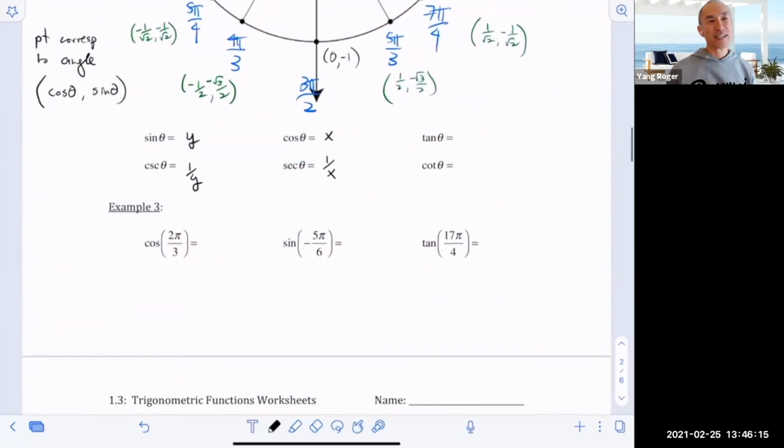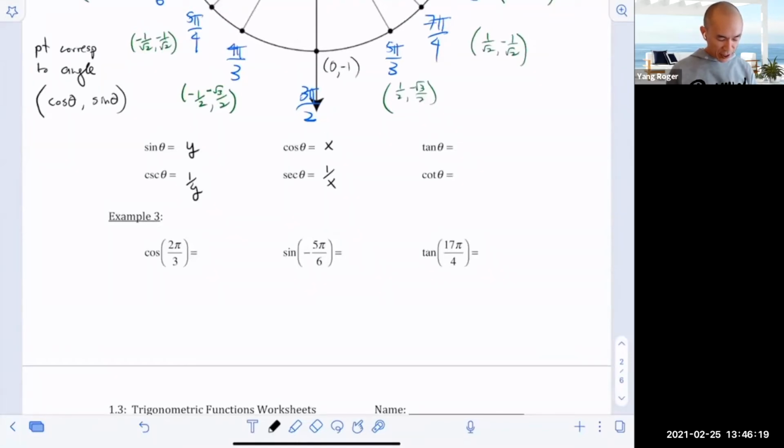So there are some quotient identities. Basically tangent of theta is equal to sine of theta divided by cosine of theta. So if you look at what that means for us, sine of theta is y and cosine of theta is x. So this is just y divided by x. Cotangent theta is the reciprocal of that. So it's the exact opposite. This is cosine theta over sine theta. And that's going to be x over y. Okay.